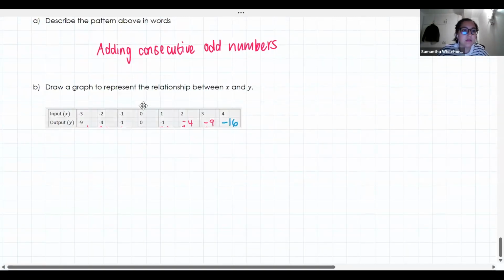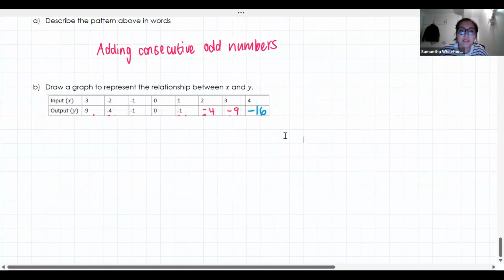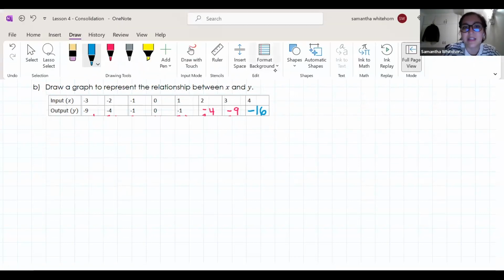Right, so again, I can sort of see what my inputs and outputs are. I can see what my axes need to look like. I need to go essentially up to -9 on my y-axis and from -3 to 4 on my x-axis.